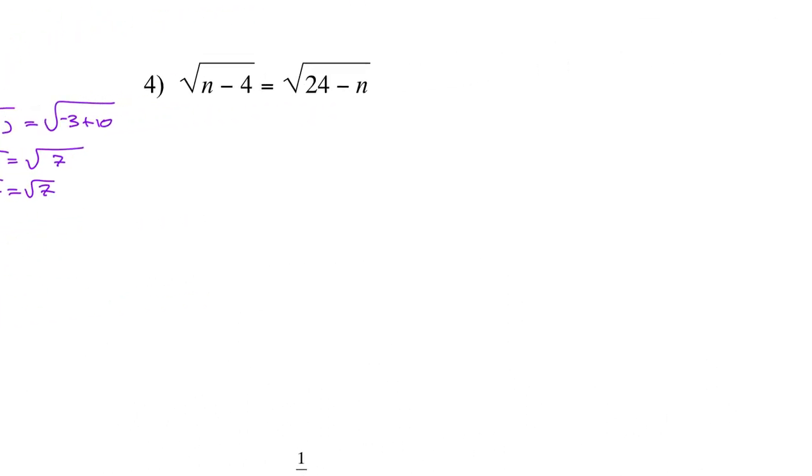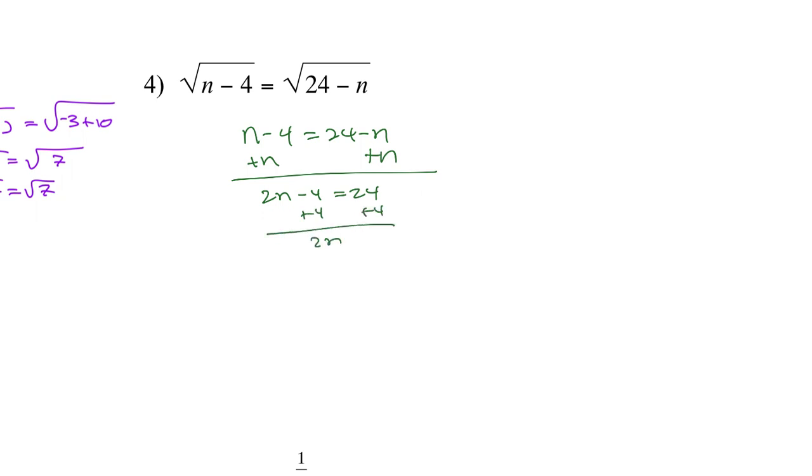Again, here, same radical, so I just have that n minus 4 equals 24 minus n. I'm going to start by adding the n on both sides. Plus n, so 2n minus 4 equals 24, plus 4 on both sides, so 2n equals 28. And then divide by 2, n equals 14. Again, I'm going to substitute, so 14 minus 4 equals the square root of 24 minus 14, so 10, square root of 10, square root of 10.